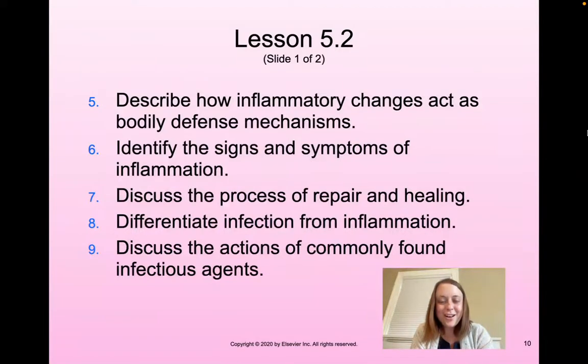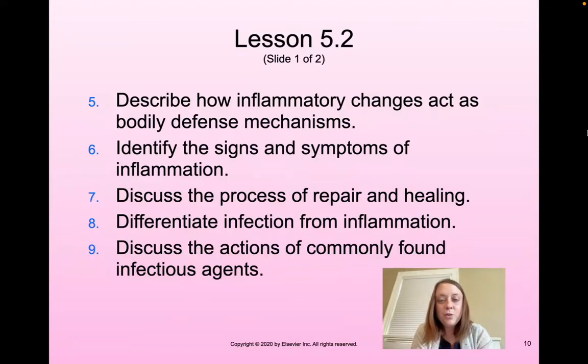Part 2 of our lesson on inflammation, immunity, and infection. Let's look at some of the things we'll be learning in this lesson. First, by the end of this lecture, you will be able to describe how inflammatory changes act as defense mechanisms in the body. You'll be able to identify different signs and symptoms of inflammation. You'll be able to talk about the process of repair and healing of tissue.